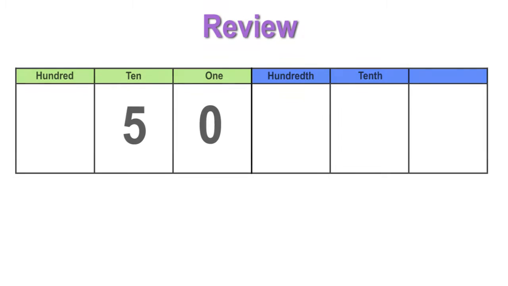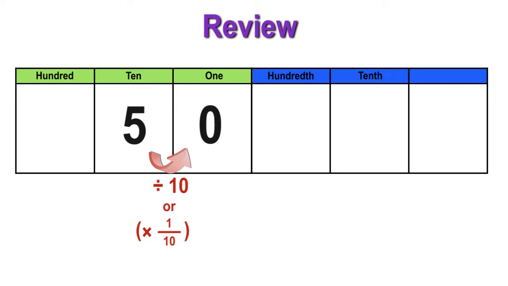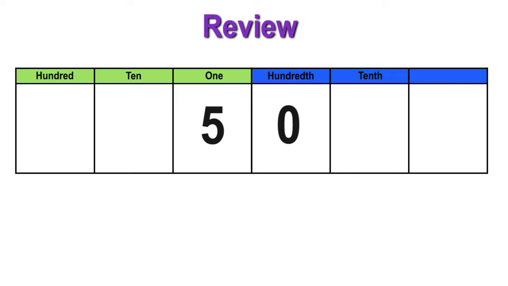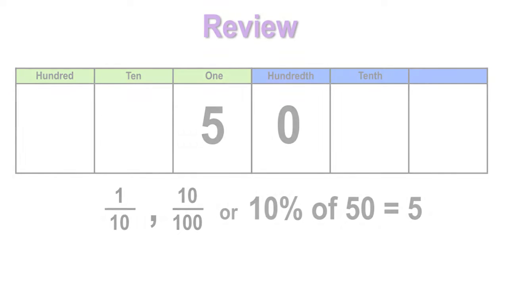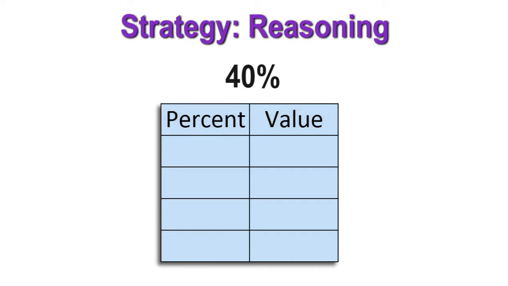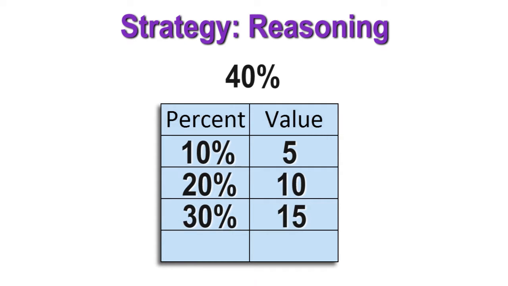Students learned from previous grades that dividing by 10 is the same as multiplying by 1/10, which moves the digits one place to the right on a place value chart. This knowledge is used to determine that 1/10 or 10 hundredths or 10% of 50 equals 5. 40% can also be determined by reasoning. For example, 10% equals 5, so 20% equals 10, 30% equals 15, and 40% equals 20.